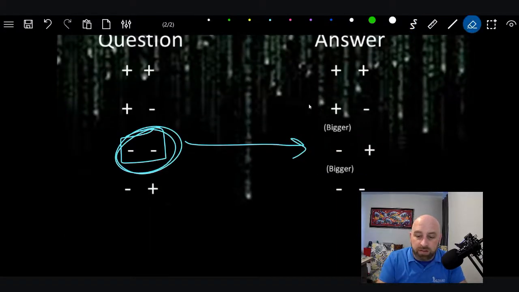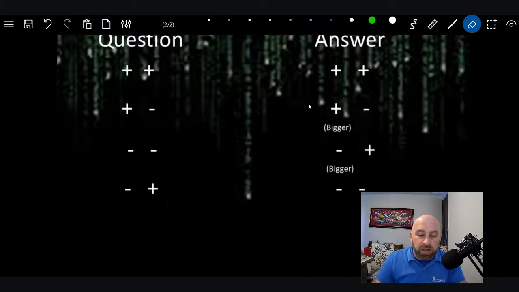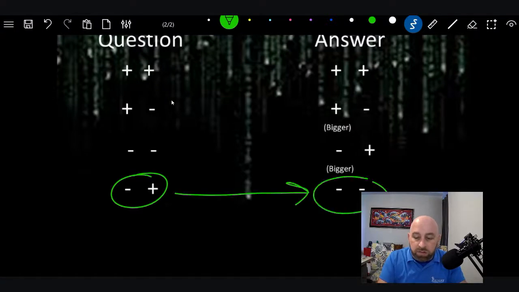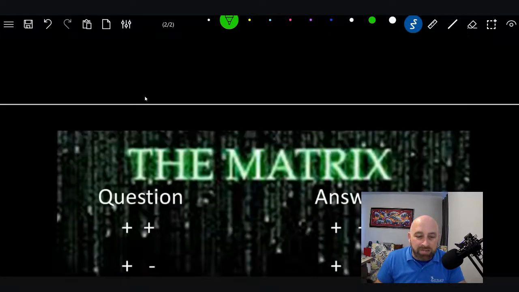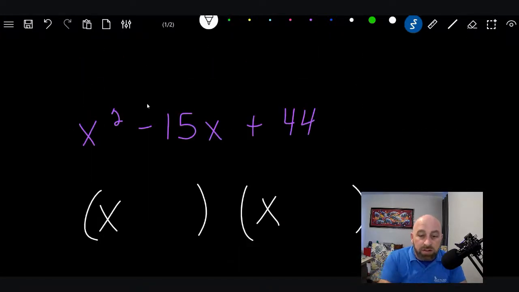Let me erase this stuff. Negative, positive. All right, where's the negative, positive? All right, there it is. Negative, positive. What is that going to yield to us? That's going to yield a negative, negative. So that's going to be our sign here, negative, negative.